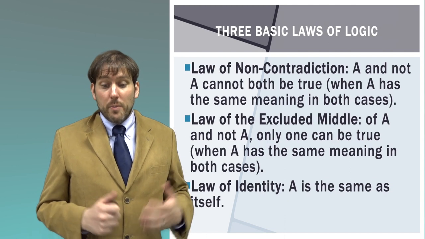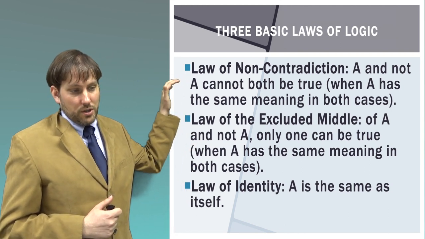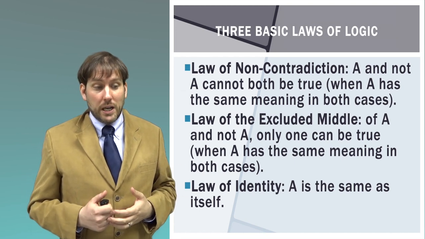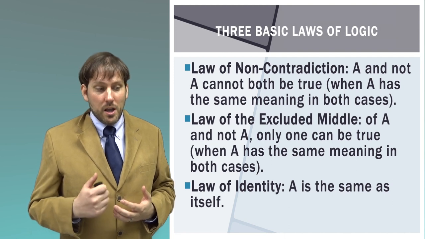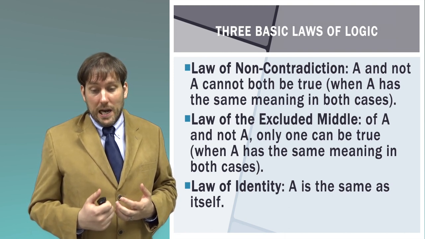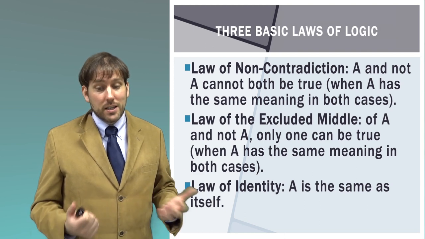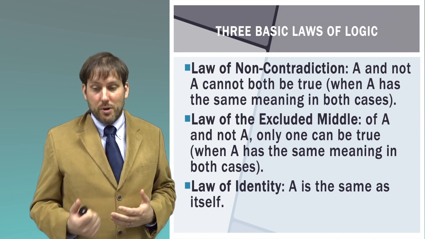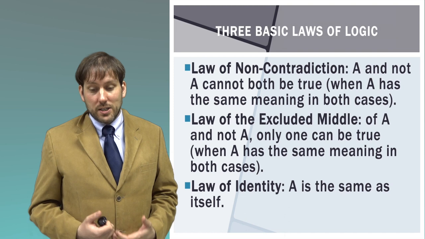So what are the three basic laws that we're talking about? They are the law of non-contradiction. So A and not A cannot both be true. That would be a contradiction. We cannot allow that when they have the same meaning. The law of the excluded middle, which says that of A and not A, only one of them can be true when A has the same meaning. And the law of identity, which is that A has the same meaning throughout the argument and throughout when we are using it. For any term, any idea, we're going to say it has a consistent meaning.